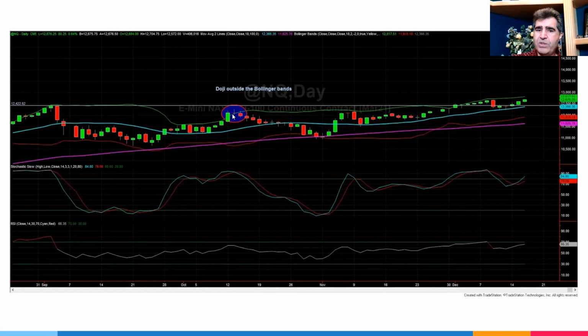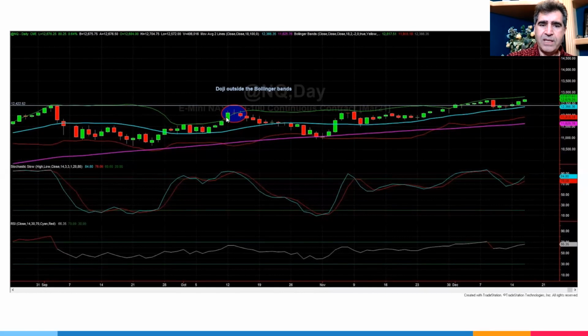Then we get this doji, and that's indecision. Basically buyers and sellers had not decided whether they're going to continue the trend. This is what I mean by the second candle. As you can see, the second candle was a red candle. And what that means is the buyers, when they came in, could not hold, and then it ended up selling off.